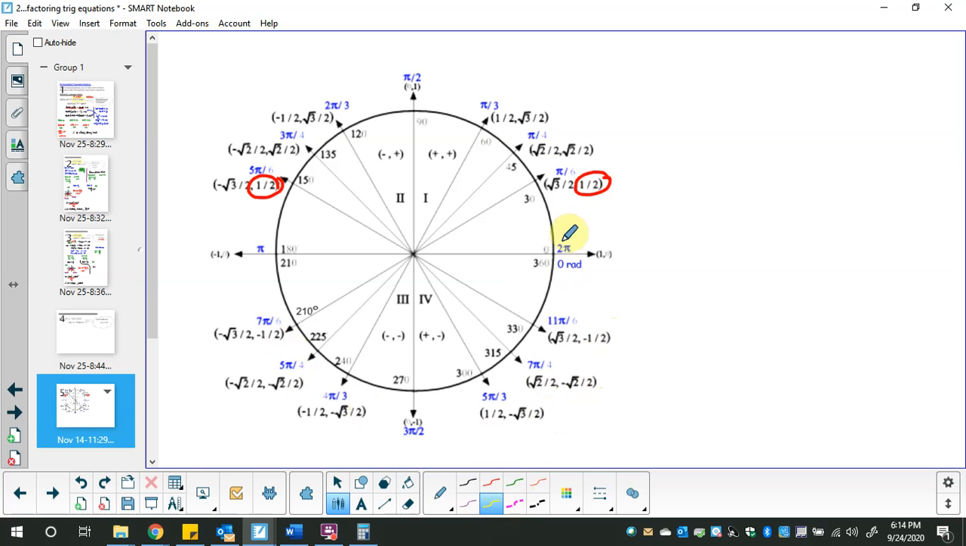So I'm going to write down 30 and 150. Actually, I'm lying to you. I'm not writing down 30 and 150. I'm going to write down the radian measures to save myself some time and work. So pi over 6 and 5 pi over 6.